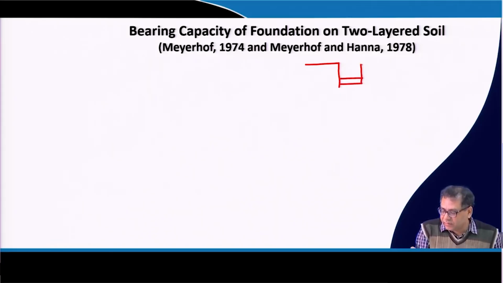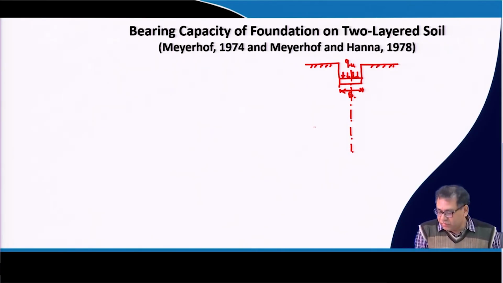This is the foundation and this is the ground surface. Okay. So, this is the ground surface and you have a foundation where the foundation is QU and the width of the foundation is B. Suppose this is the width of the foundation and this is the center line of the foundation.